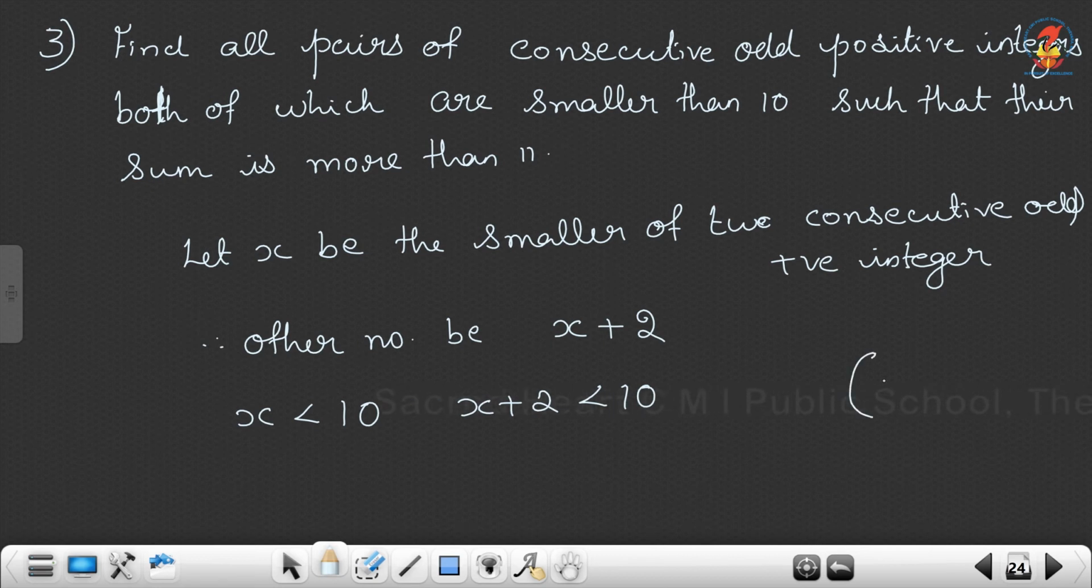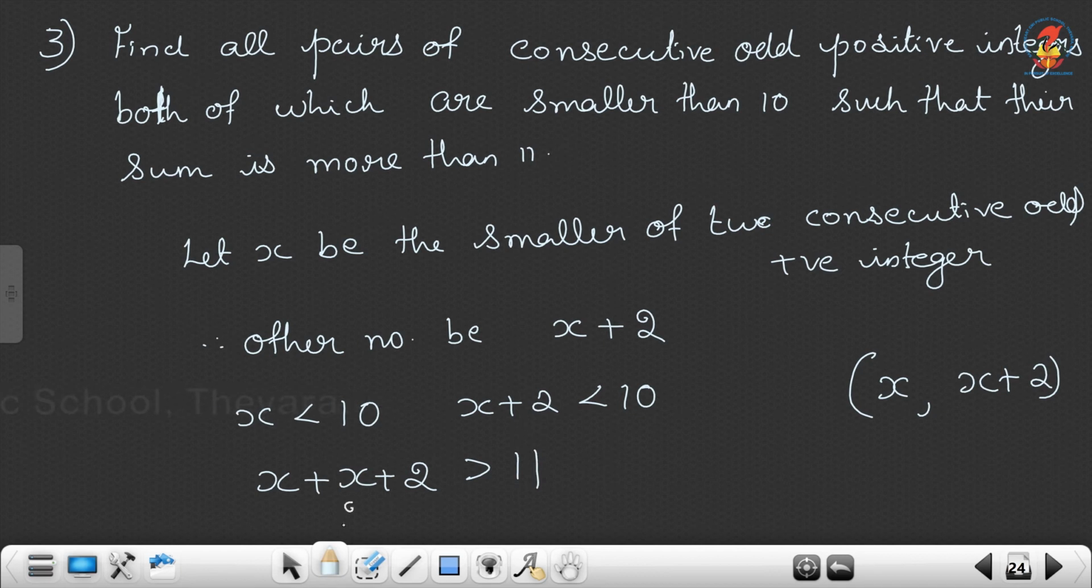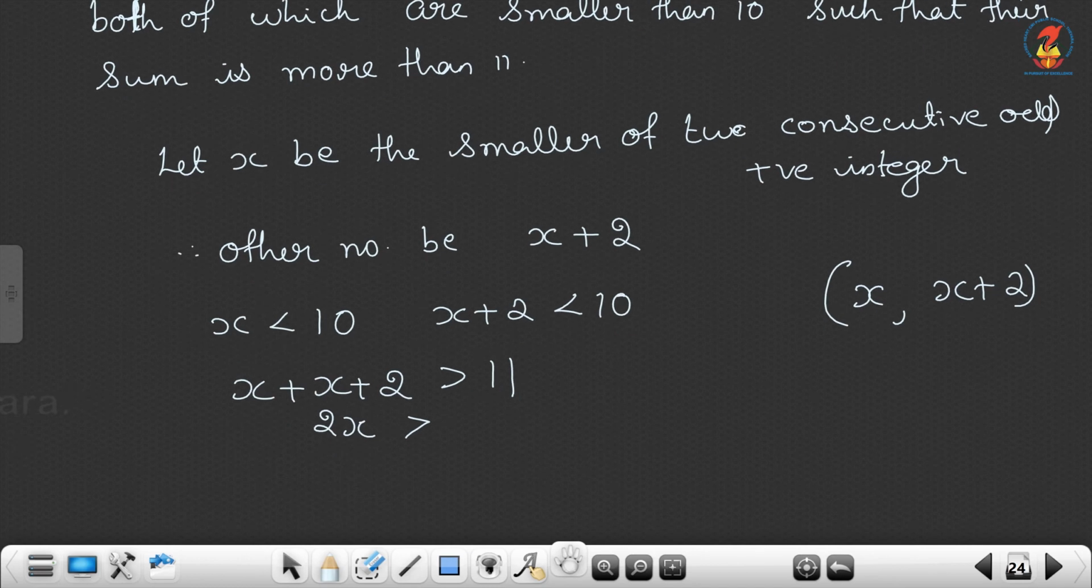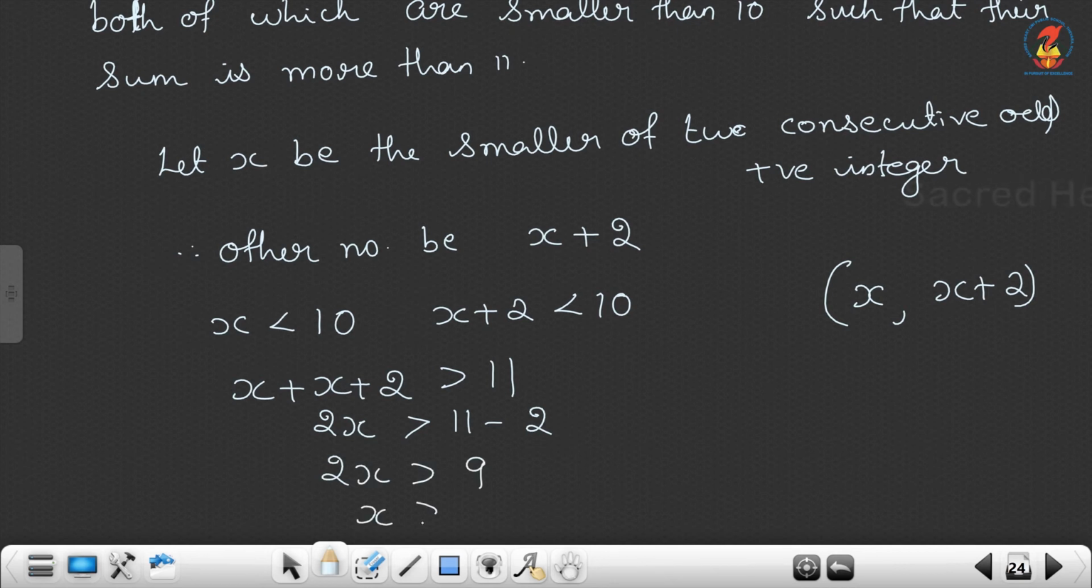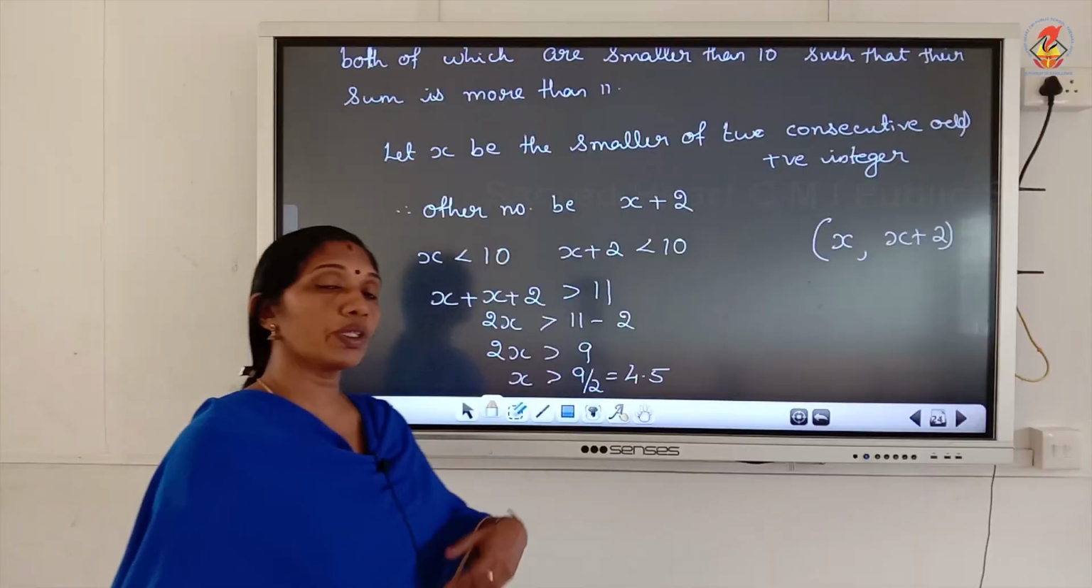We have to find the pairs. The first one is x, the second one is x plus 2. This pair if only you have to find. So each is less than 10 and also the sum of these two is more than 11. So 2x is greater than 11 minus 2. 2x is greater than 9 or x is greater than 9 by 2. 9 by 2 means 4.5. So x value is more than 4.5.